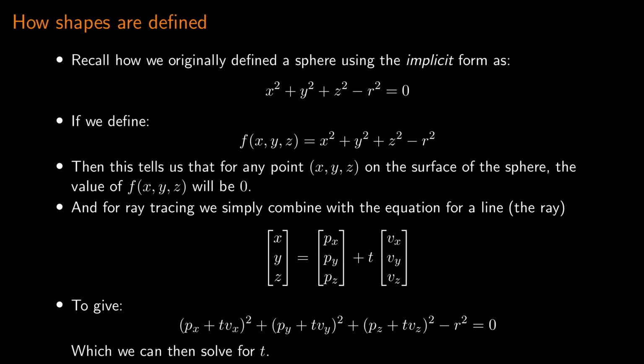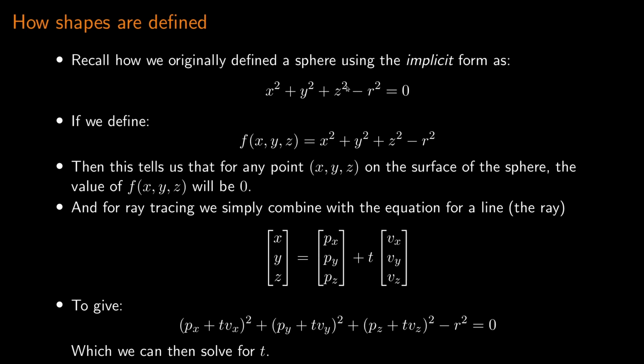And for ray tracing, we simply combine the above with the equation for a line, which could be given in this form that you see here. (x, y, z) is equal to (px, py, pz) plus t(vx, vy, vz). Or in vector form, this would be some vector, say x, is equal to p plus tv. And we can combine those two to give this equation that you see here: (px plus tvx) all squared plus (py plus tvy) all squared plus (pz plus tvz) all squared minus r squared is equal to 0. And then we can solve that for t. And that is basically how we do traditional ray tracing.